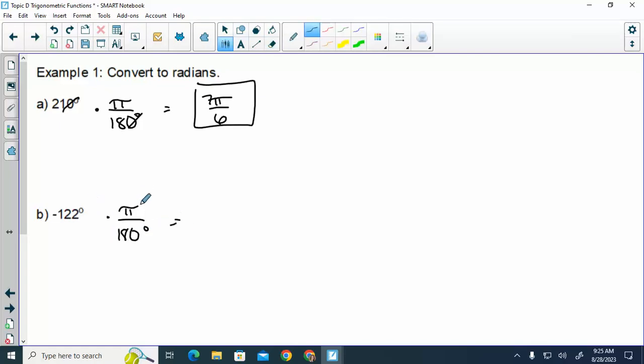So 122 over 180. And that would have a negative on it because of the negative 122.